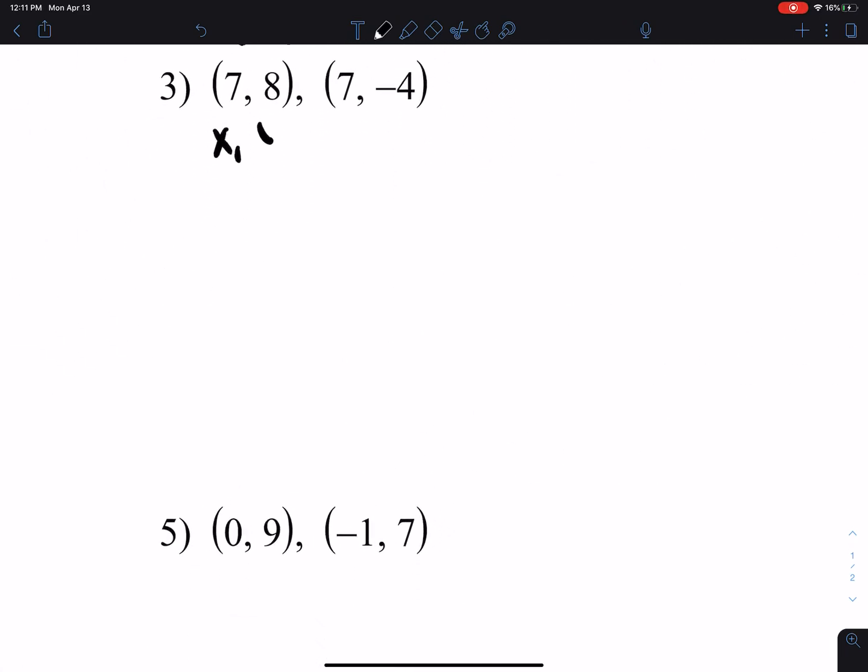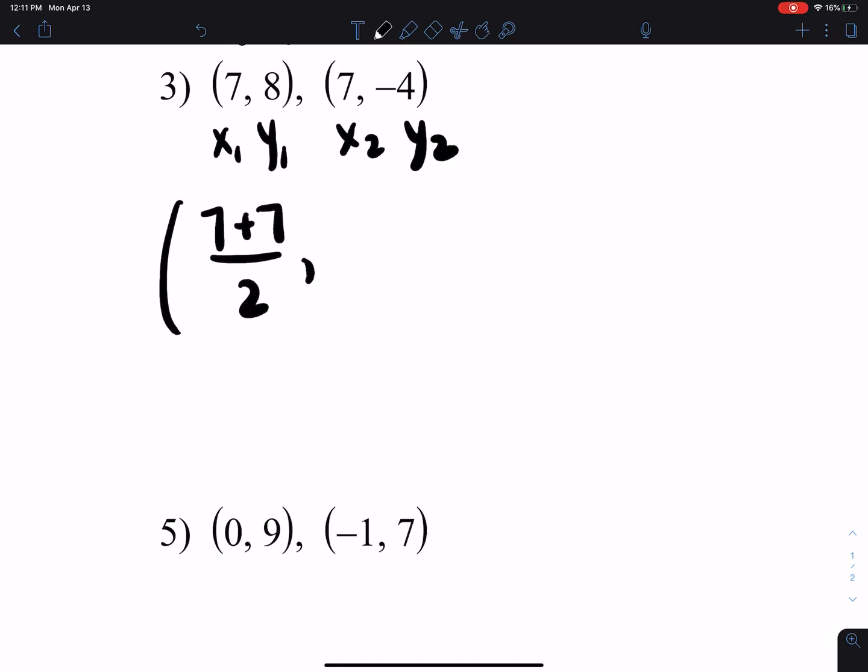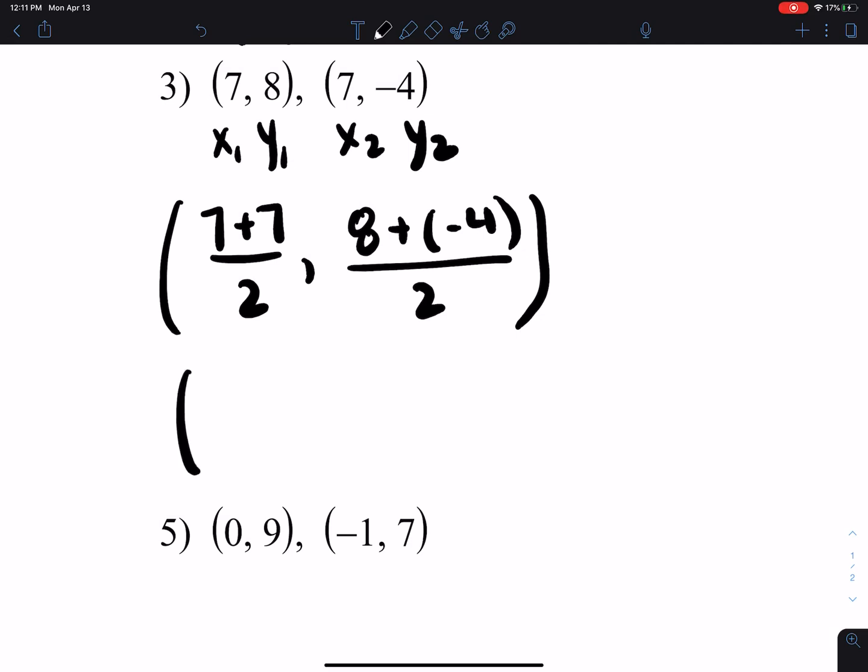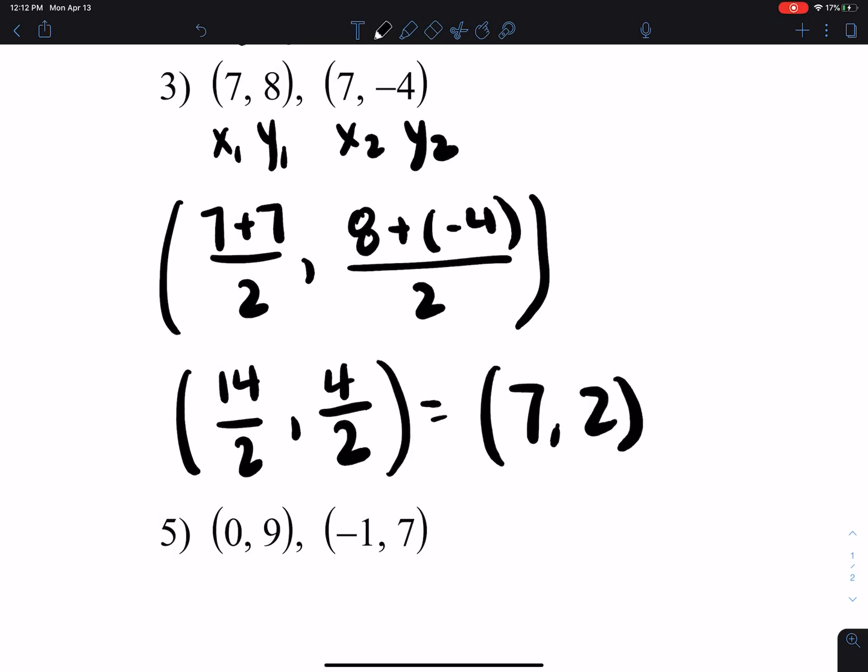Okay, I'm going to do one more. This one we have x1, y1. This is x2, y2. So we add our x's together. We have 7 plus 7 divided by 2. And then for the y's, we have 8 plus negative 4 divided by 2. So 7 plus 7, that's just 14 divided by 2. And then 8 plus negative 4, that's 4, because that's just like 8 minus 4 divided by 2. So our midpoint here is 7, 2.